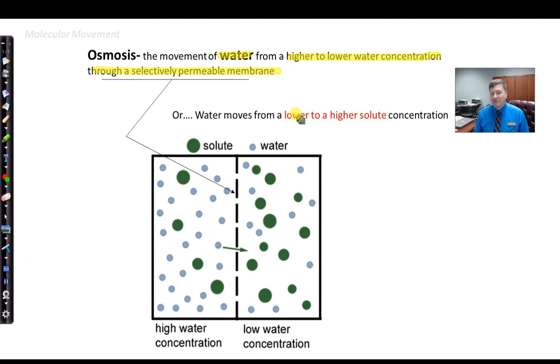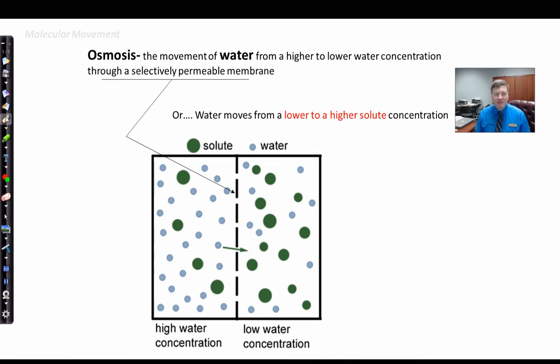Or you can think of it this way: water moves from a lower to higher solute concentration. And again, here's where people get a little bit unglued with osmosis. So my suggestion is you focus on one or the other. Either you focus on water's movement going from a higher to a lower water concentration, or from a lower to a higher solute concentration, because they really do mean the same thing.